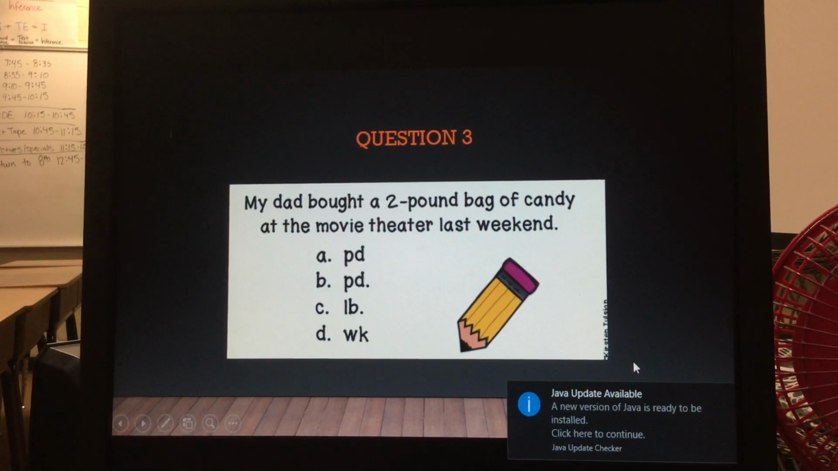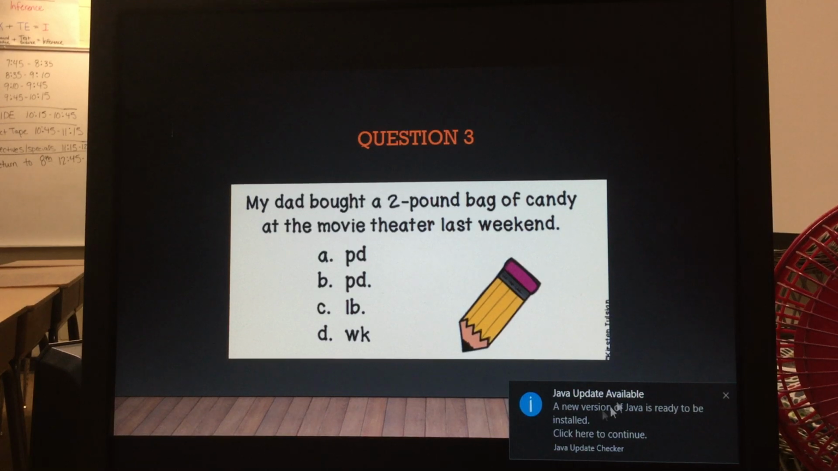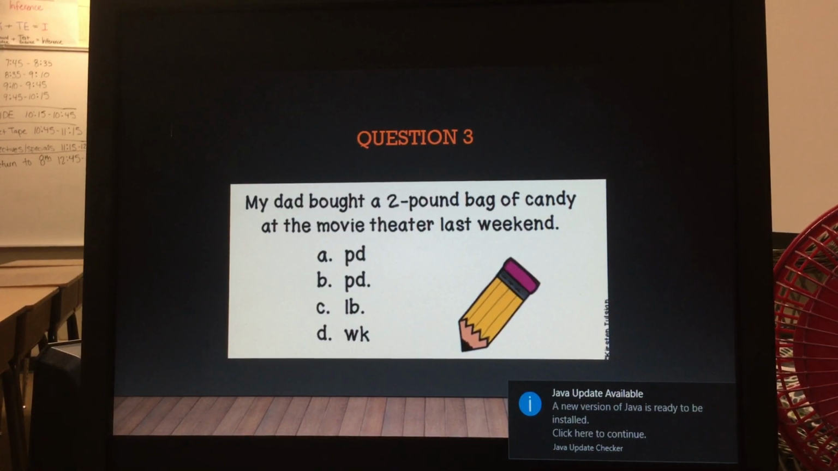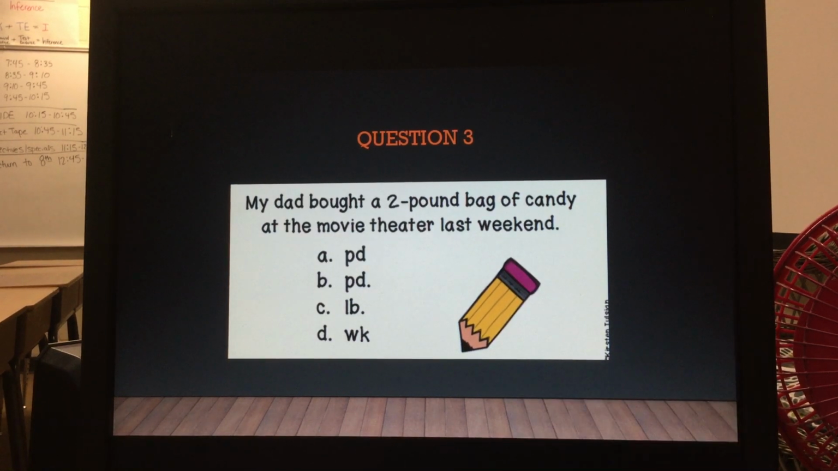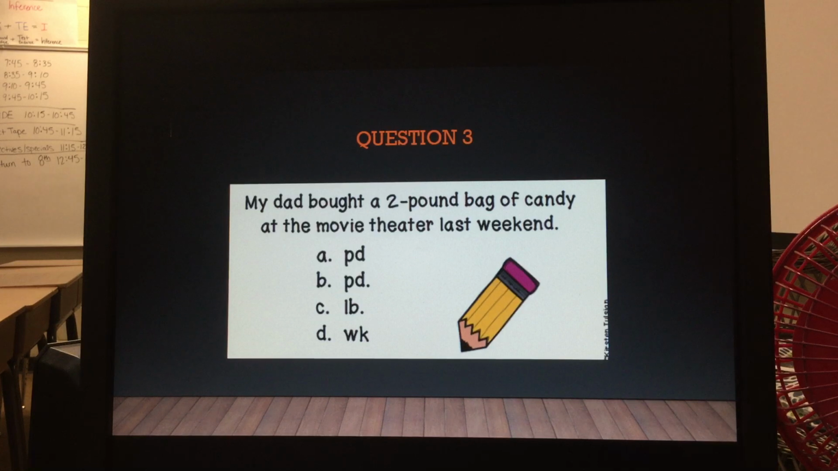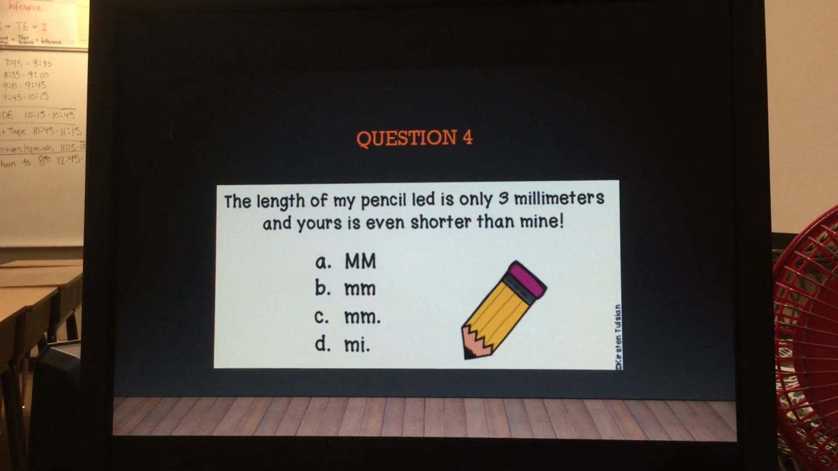Question 3. My dad bought a 2-pound bag of candy at the movie last weekend. So what is the correct way to abbreviate pound in that sentence? Number 4, the length of my pencil lead is only 3 millimeters, and yours is even shorter than mine. So what is the correct way to abbreviate millimeters?